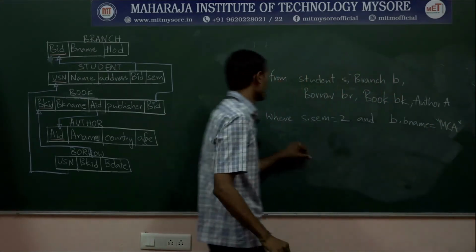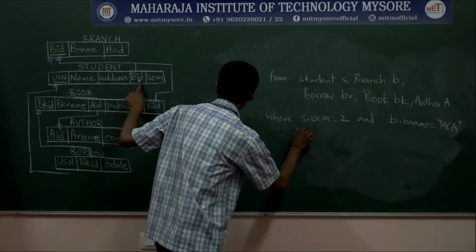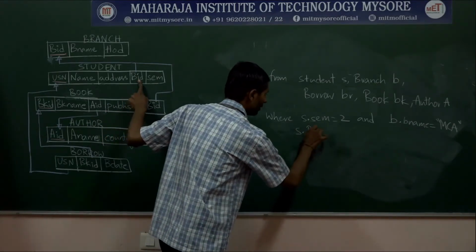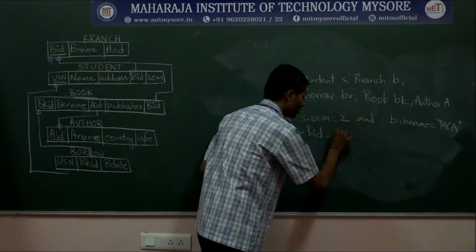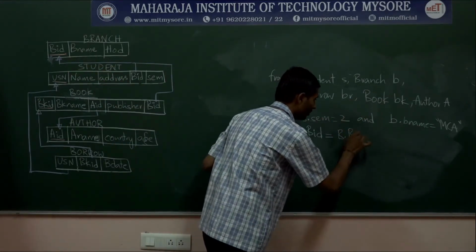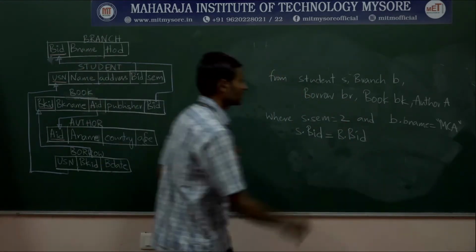So what is the next step? I want to join these two, how? Based on this BID. So for that s.bid should be equal to what? b.branch ID, b.bid, fine, let me write, fine. These two tables are joined. Then what's the next step?